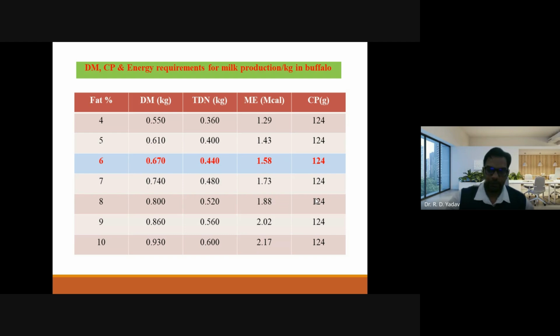So ICAR has given the same, likewise in cattle. In case of buffalo, for each kg of milk production, they have given one standard value, that is 124 grams of protein. So in case of buffalo, 124 grams of protein we have to provide for each kg of milk production. For example, if a buffalo is producing 10 liters of milk, we have to provide 1240 grams of protein per day for the milk production only.